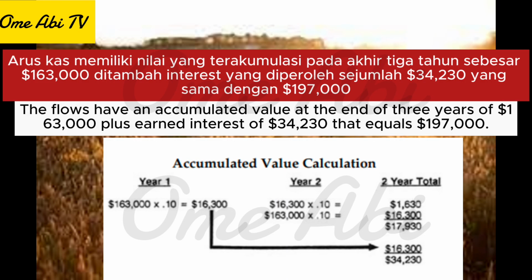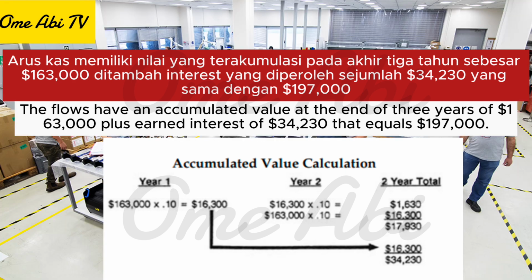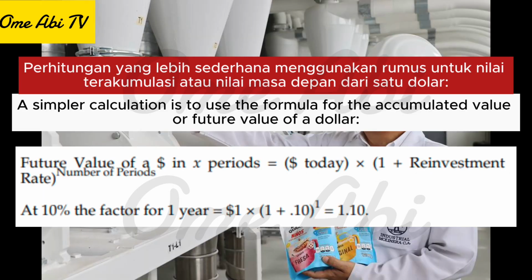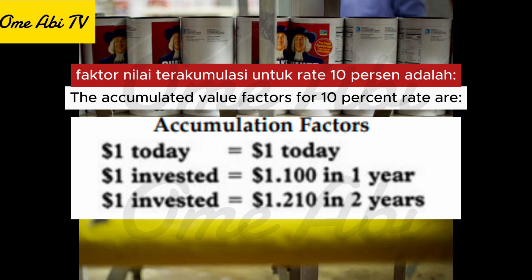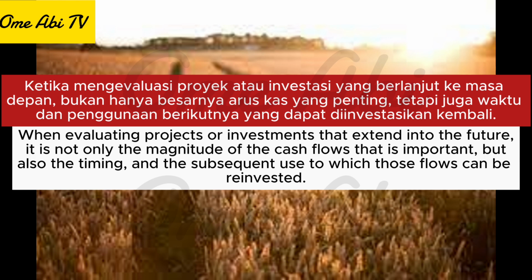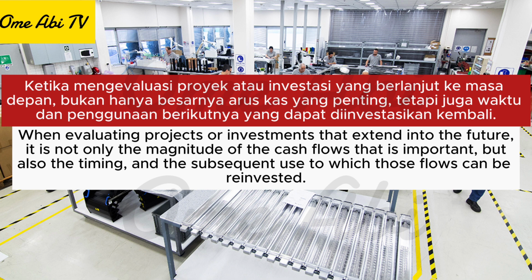The flows have an accumulated value at the end of 3 years of $163,000 plus earned interest of $34,230. That equals $197,000. A simpler calculation is to use the formula for the accumulated value or future value of a dollar. The accumulated value factors for a 10% rate are as follows. When evaluating projects or investments that extend into the future, it is not only the magnitude of the cash flows that is important, but also the timing and the subsequent use to which those flows can be reinvested.